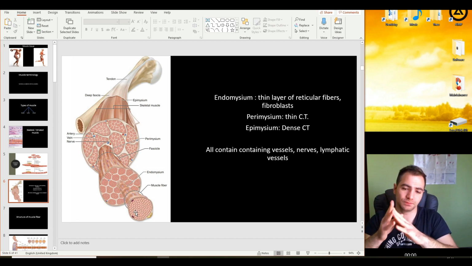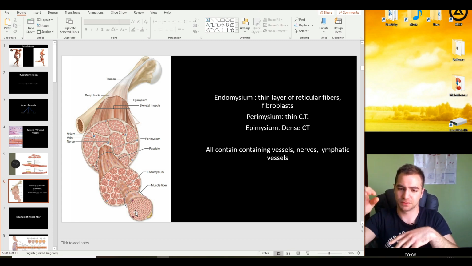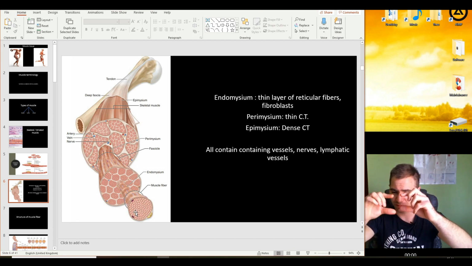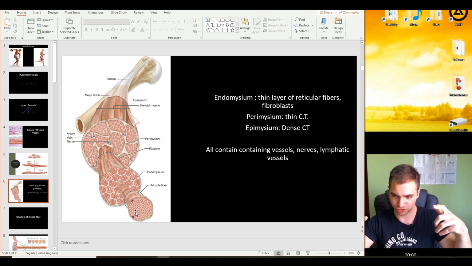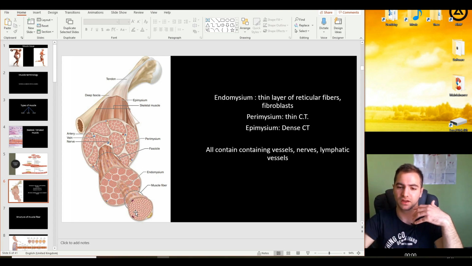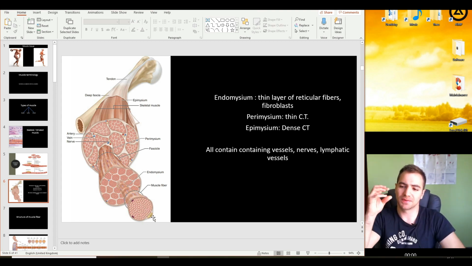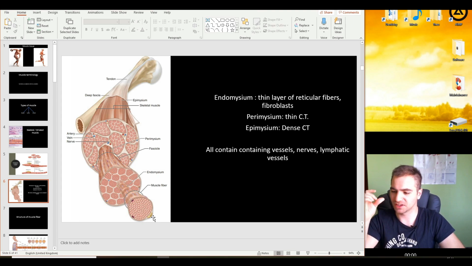First we have the muscle fiber. The muscle fiber is nothing more than this fused myoblast, a very elongated, long structure that contains many nuclei. And of course here, this tiny yellowish structure is the satellite cell. The muscle fiber is encircled by the endomysium. The endomysium is specifically a connective tissue layer filled with reticular fibers and fibroblasts.